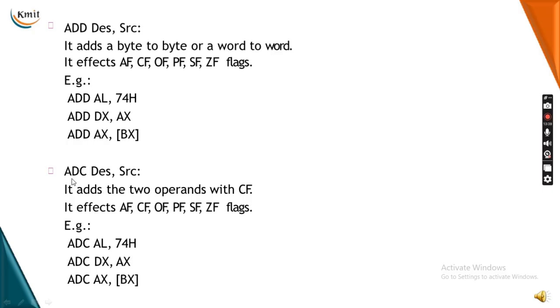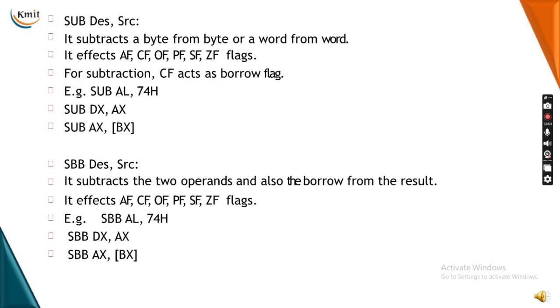Next, the second one in arithmetic is add with carry. If any carry exists, it will again be added to the output, giving the result, and the result is stored in the destination register. Next, subtraction. SUB is the instruction which subtracts byte from byte or word from word. It also affects the flags. We also have SBB, subtract with borrow, which gives the result and stores it in the destination register.